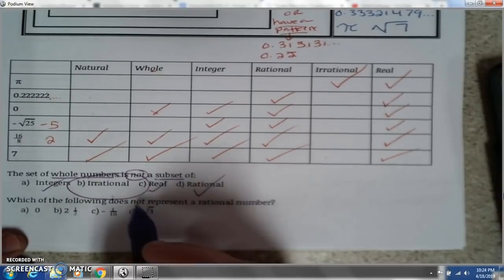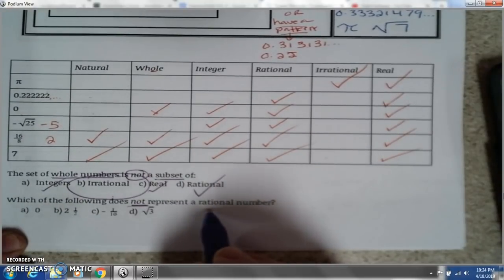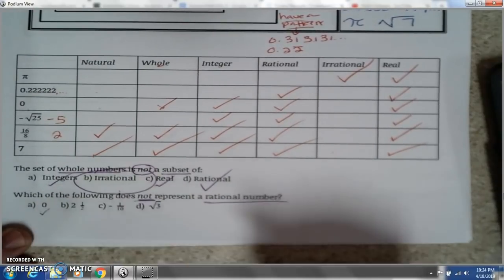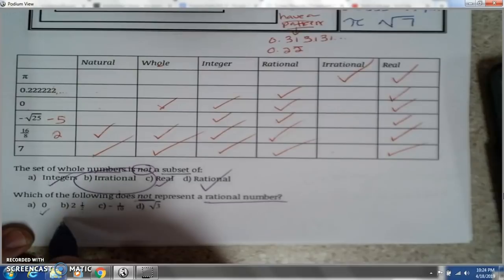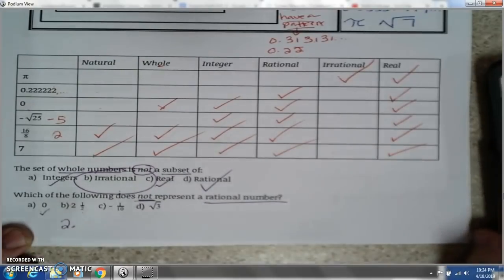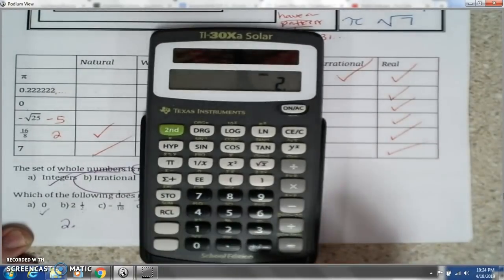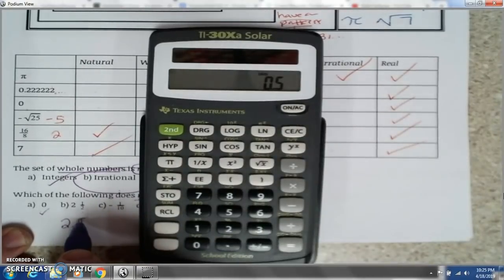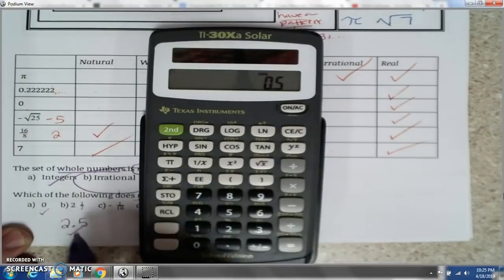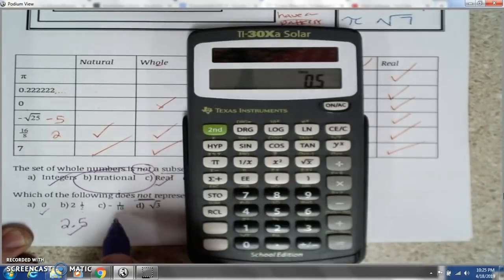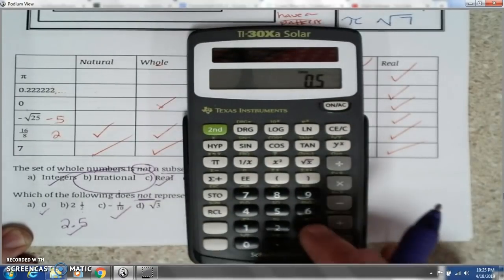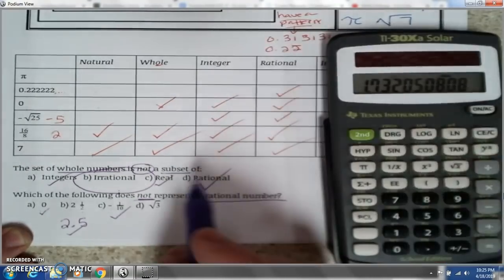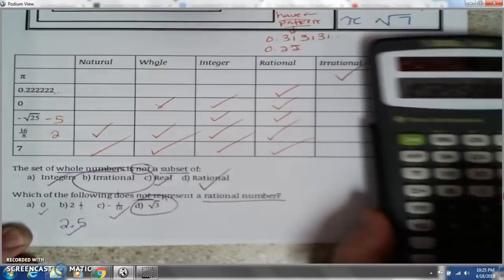Which of the following does not represent a rational number? So 0 is rational, okay? 2 1/2 would be 2 point, get your calculator, work that fraction out, 1 divided by 2, it's 0.5, so 2.5, that's rational. It's a fraction, it's rational. Square root of 3, long decimal, no pattern, that is the not rational one.